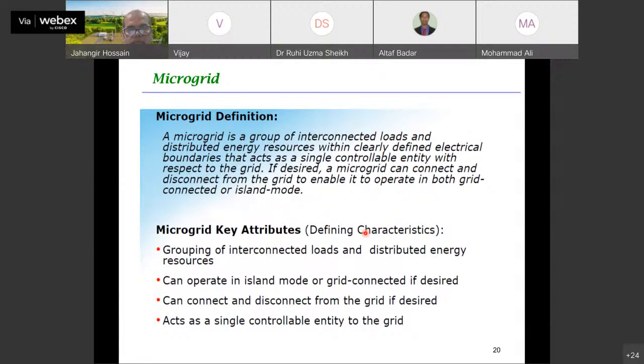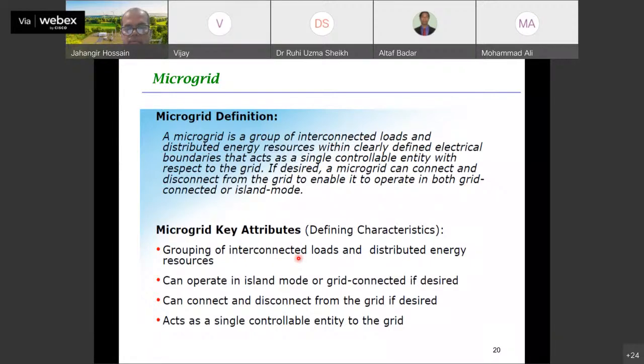So this is one of the world accepted definitions of microgrid. So this is a group of interconnected loads and distributed energy resources which has got a clearly defined electrical boundary that acts as a single controllable entity with respect to the grid. So what it means here is that you will be having interconnected loads and distributed energy resources, as I mentioned, but it's having a clearly defined electrical boundary. And the whole microgrid acts like a single controllable unit.